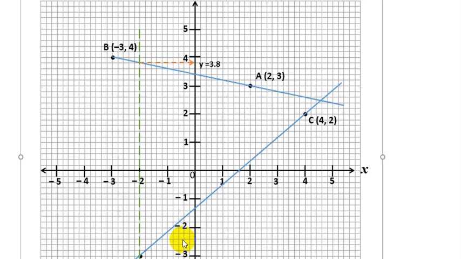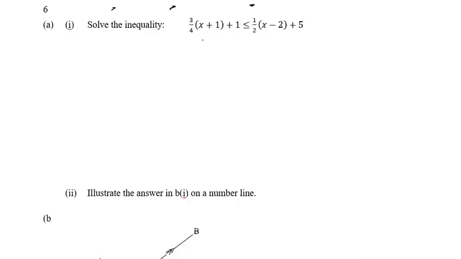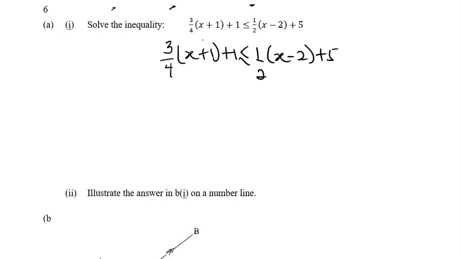Then let's move to the last question. 427. It's 3 over 4. Let me write the question again. 3 over 4 bracket x plus 1 bracket close plus 1 less than or equal to 1 over 2 bracket x minus 2 plus 5.